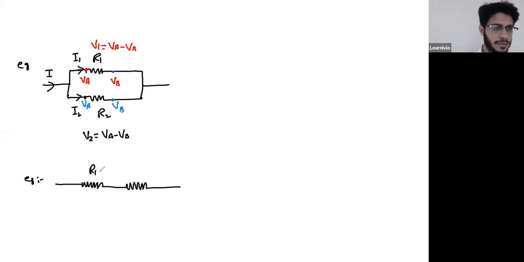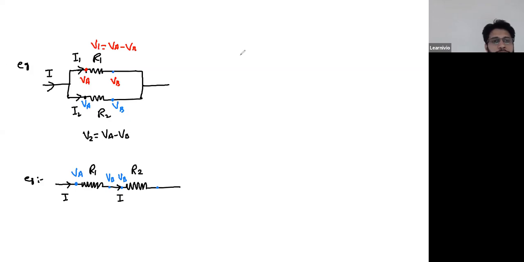Let's say this is resistance R1 and this is resistance R2. Will the same current flow through these two resistors, or will the current divide? The same current will flow. And what about voltage? It will divide. Let's call this VA and this VB. If this is VB, then this is VB.